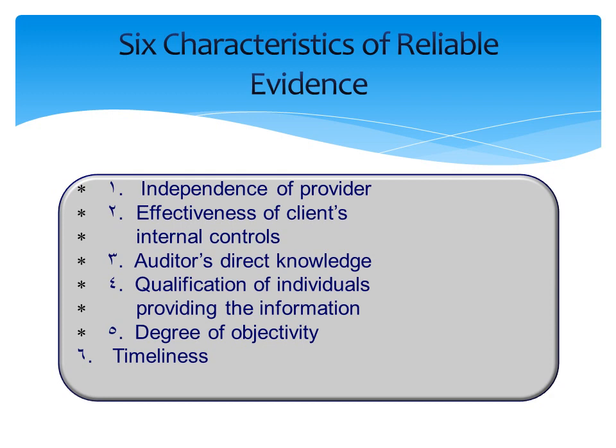Number two, effectiveness of client internal control. Number three, auditor direct knowledge. Number four, qualification of individual providing the information. Number five, degree of objectivity, and this means objective evidence is more reliable than evidence that requires consideration and judgment to determine whether it is correct. Number six, timeliness. The timeliness of audit evidence can refer either to when it is accumulated or to the period covered by the audit.